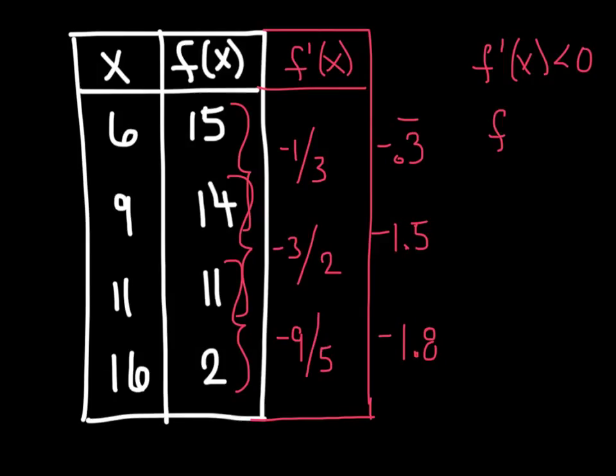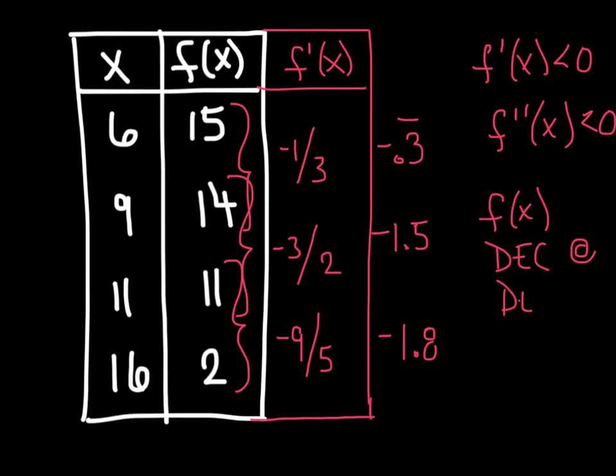And how would you interpret f double prime? Again, if you pictured these numbers on a number line, you'd be moving from right to left. So I think these numbers are decreasing, and if f prime's decreasing, the next derivative will be negative as well. So based on that, we could say that f of x is decreasing at a decreasing rate.